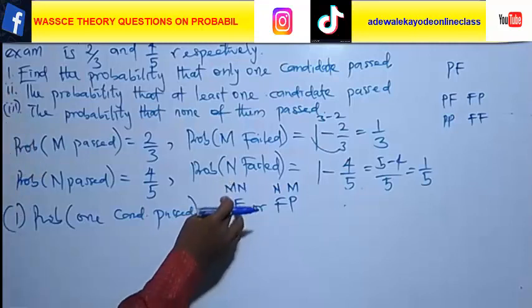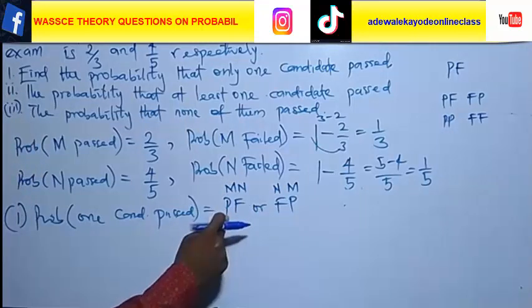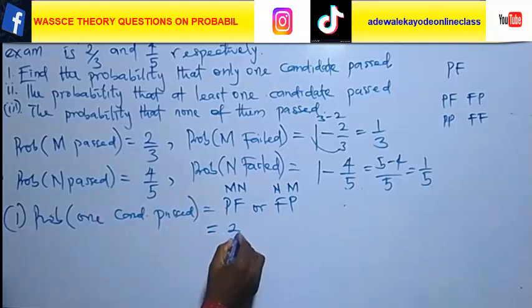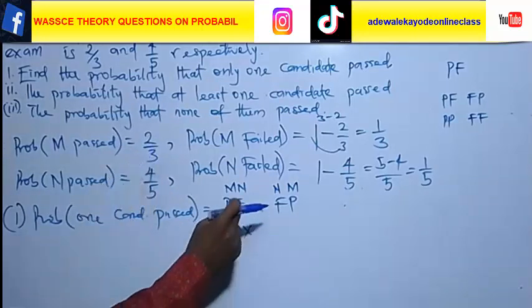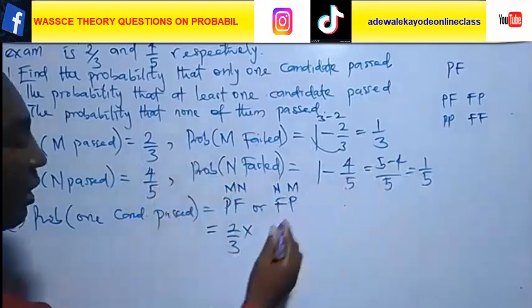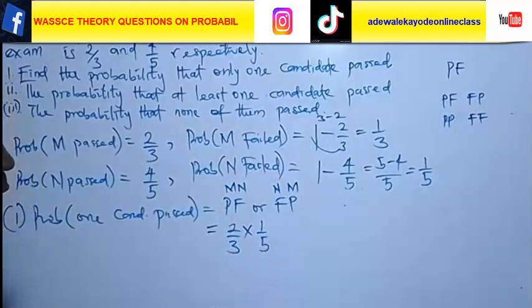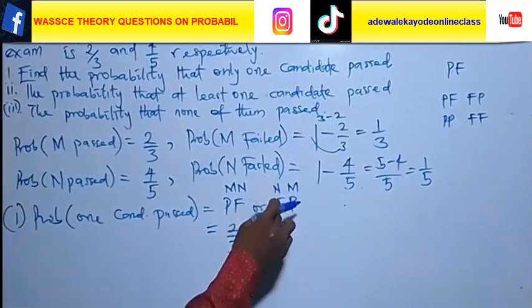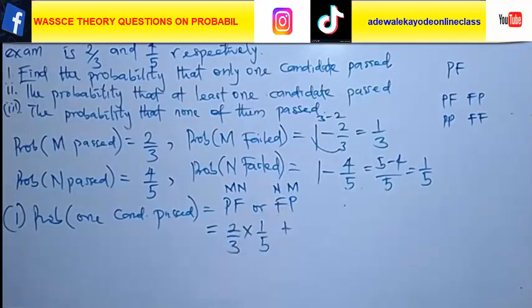So let's bring that out now. What's the probability that candidate M passes? Don't forget it is 2 over 3. Multiply by candidate N fails. N fails is 1 over 5. Plus candidate N fails.